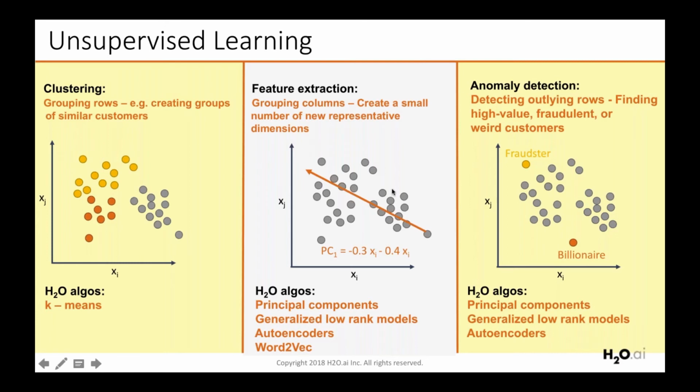The last unsupervised learning algorithms we offer are anomaly detection. So can we detect any strange records in our data? Can we detect maybe fraudulent customers, maybe some anomalies in our data? So that would be our autoencoders, generalized low rank model, and principal component analysis that we offer.